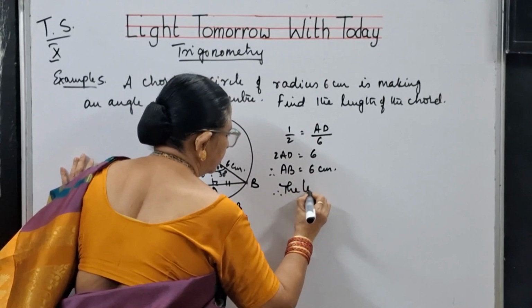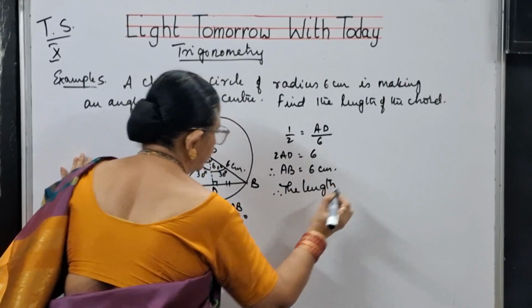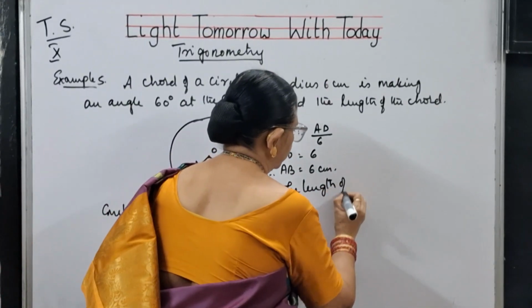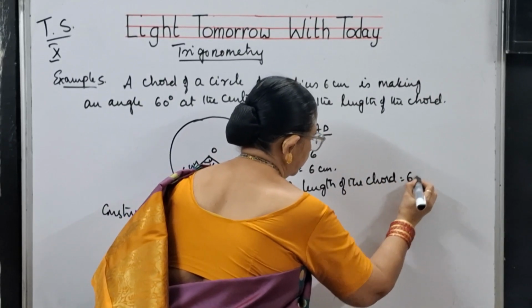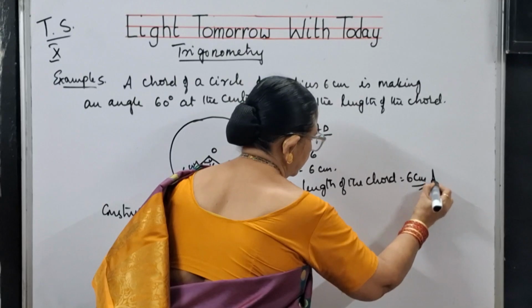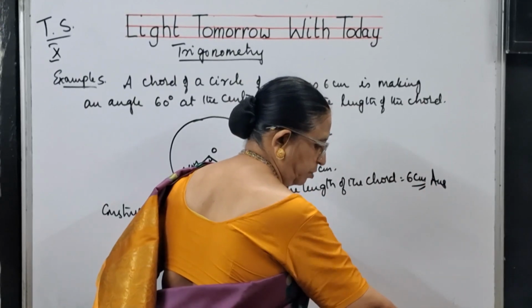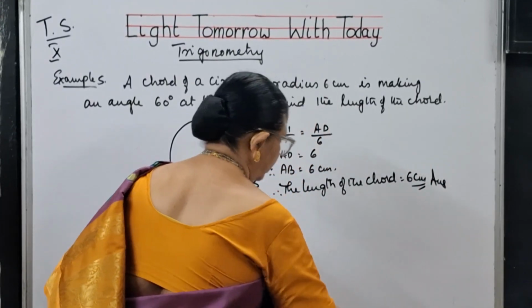Therefore, the length of the chord is equal to 6 centimeters. That is the answer for this problem, children. Please note it down.